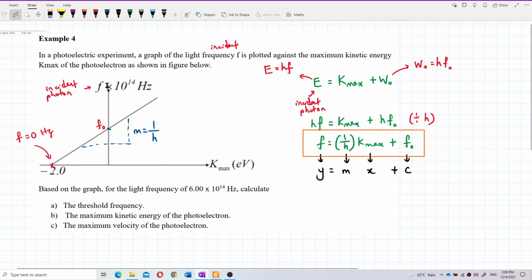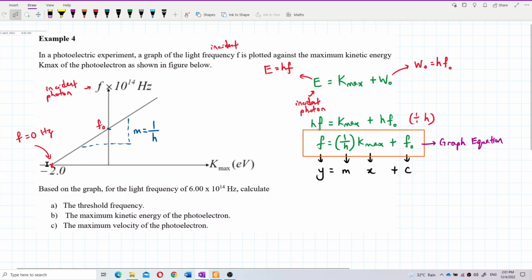This is the y-axis, this is the x-axis. So I take the F to the front and the K max to the back, and then I rearrange into the form of y equal to mx plus c, and then I can know what is the gradient, what is the y-intercept, and so on. So this is the graph equation. Understand? This is the graph equation.